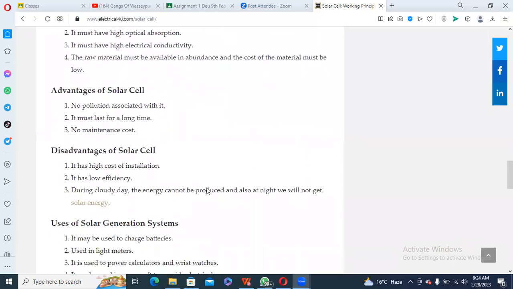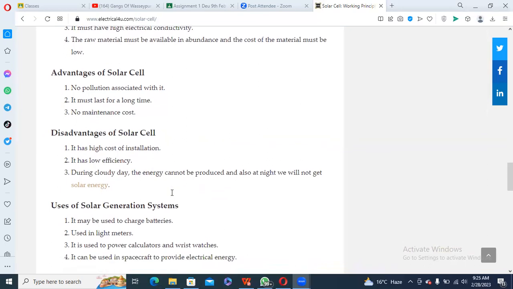Advantages of a solar cell are that there is no pollution associated with it, it lasts for a long time, and there is no maintenance cost. The disadvantages are a high cost of installation and low efficiency, and on a cloudy day, energy cannot be produced. Also at night, we will not get solar energy because there is no sunshine.